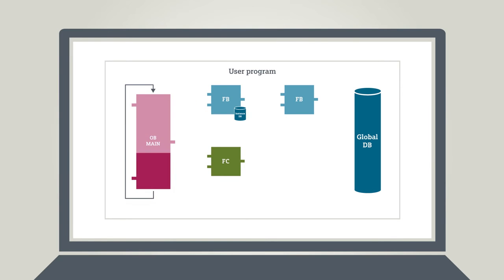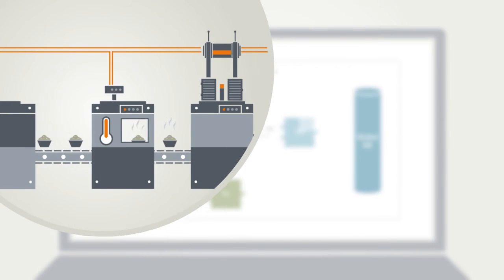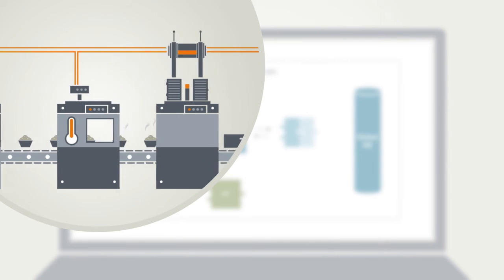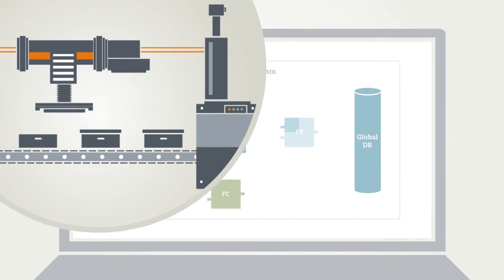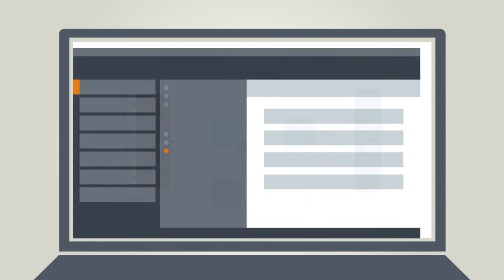One by one, all other components required for the system run will be called up in sequence. Identical system components, such as an identical conveyor belt, can now be processed by simply calling up the same block but with different parameters and individual instance DBs. How does that look in the TIA portal?